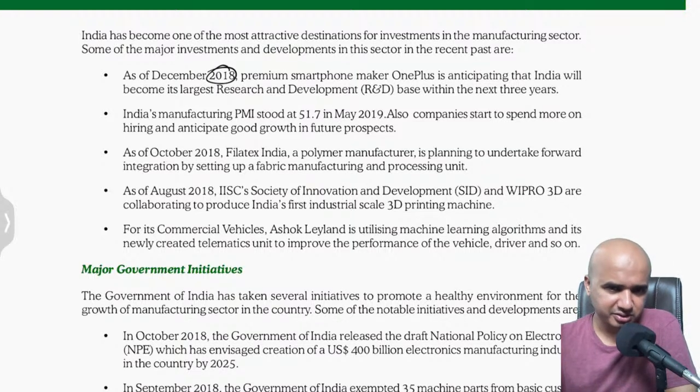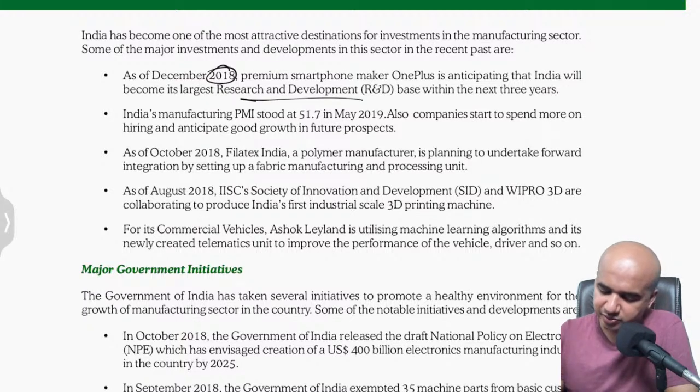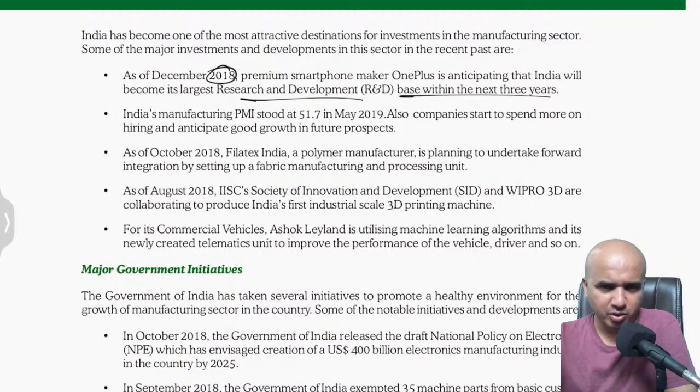But whatever it is, good thing is they have set up their R&D base. Is anticipating, they are not even set up, is anticipating that India will become its largest research and development base within the next 3 years. So maybe they have a small base. They are expecting that whatever base they have in India for research and development, it will become its largest R&D base in the next 3 years. If it becomes, it's good. So once they have their R&D base here, probably they will move manufacturing to India extensively.